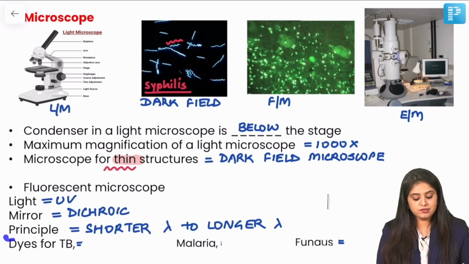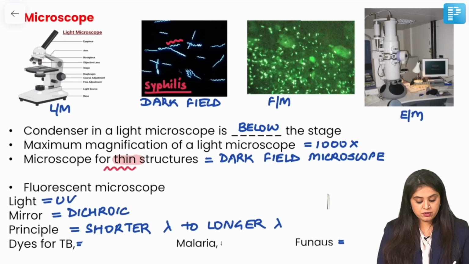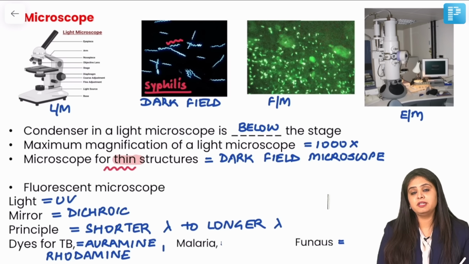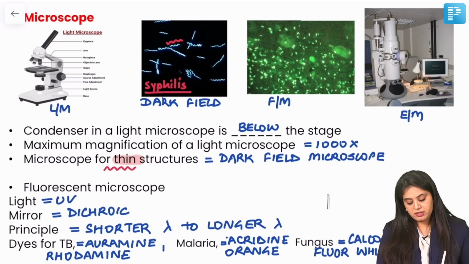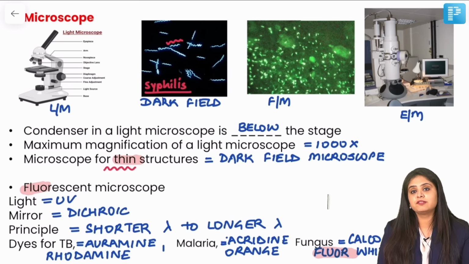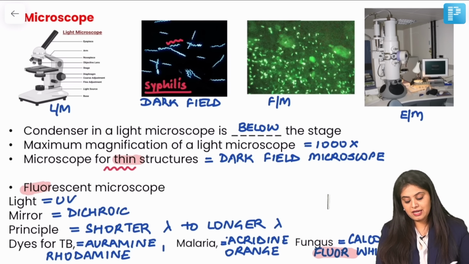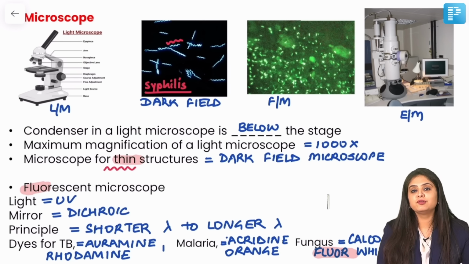And finally, why is it always shining like green or blue? What are those shiny colors? Those are dyes which I have added. Like for TB, it is going to be auramine and rhodamine. For malaria, it is going to be acridine orange. And for fungus, it is going to be calcofluor white. Fluor will remind you that calcofluor white is a fluorescent microscope stain. Moving on to the last one, that is electron microscope, which of course uses electrons.